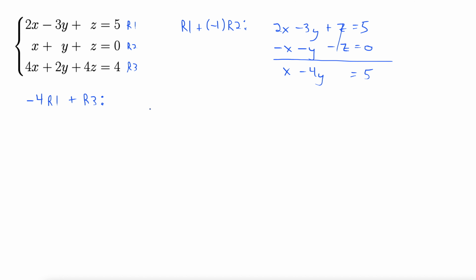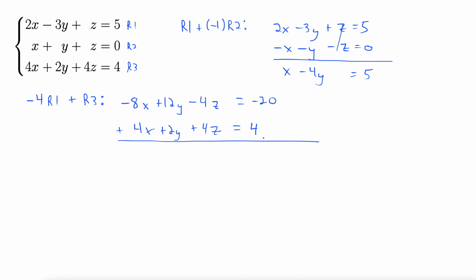Alright, -4 row 1 is -8x plus 12y minus 4z equals -20. Then row 3, we have 4x plus 2y plus 4z equals 4. Add them up. Okay, -8 plus 4, -4x. 12 plus 2 is 14y. The z's cancel, and we get -16 there.